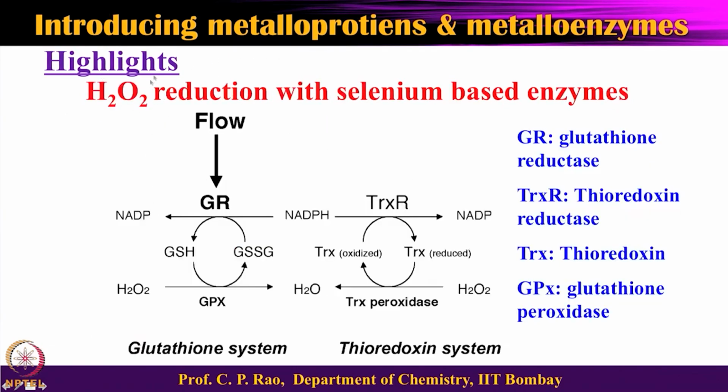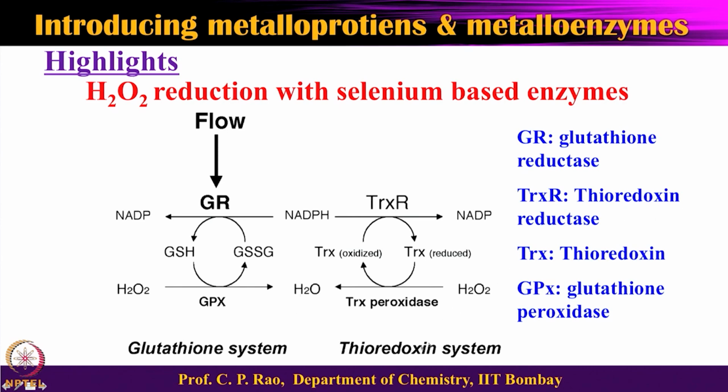So, if you see the H2O2 reduction with the selenium based enzymes, as you can see, this is one set, this is another set. This is called glutathione reductase, and this is called the thioredoxin reductase and thioredoxin. So, the glutathione reductase and glutathione peroxidase cycle, GR and GPX. Okay, and here the H2O2, for example, and then GSSG goes to GSH and H2O2 will go to H2O.